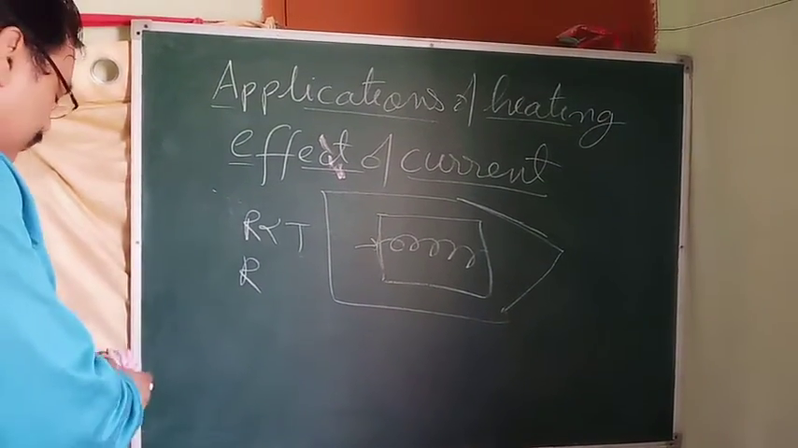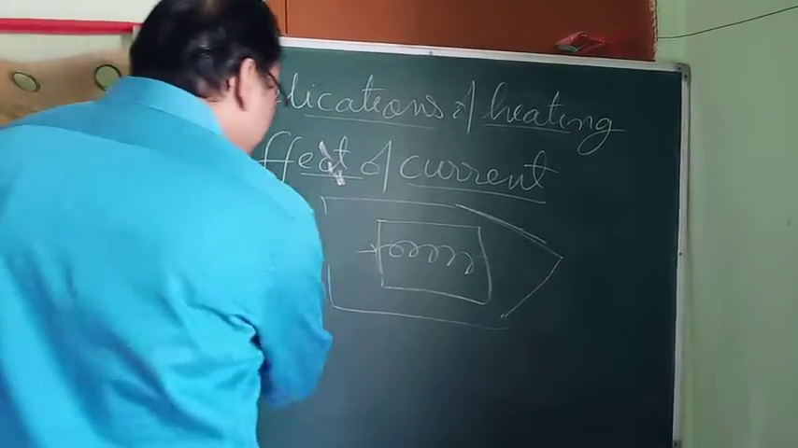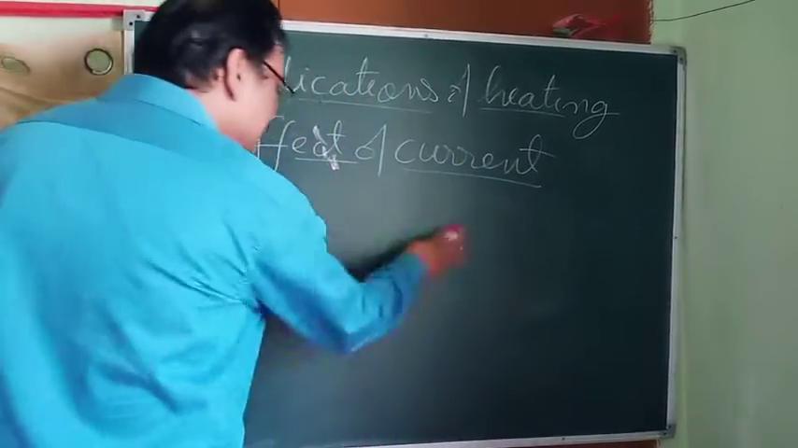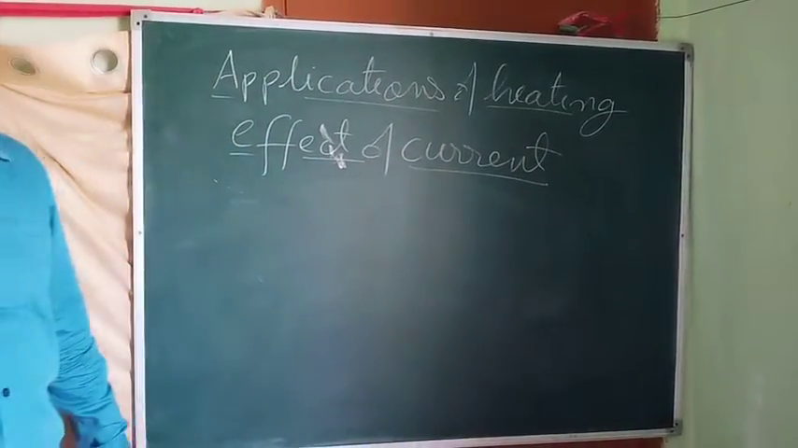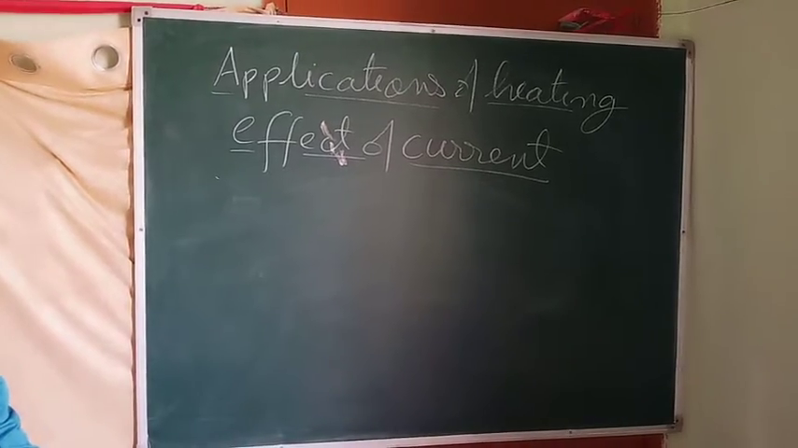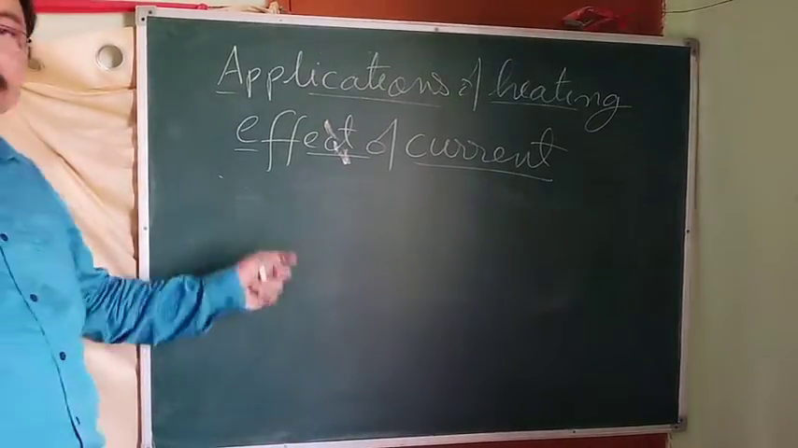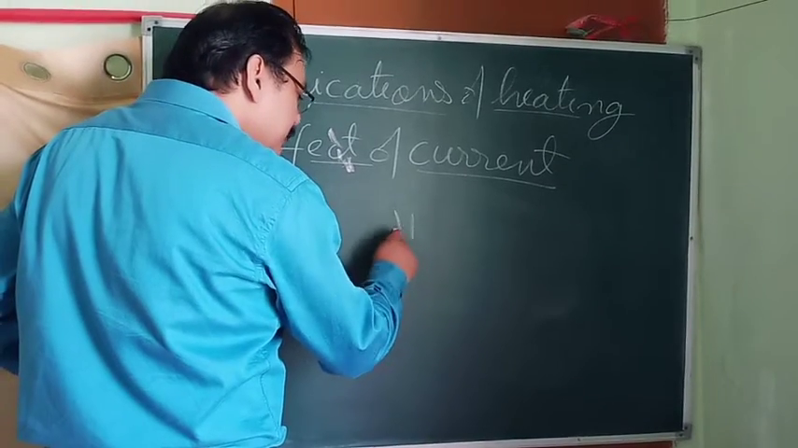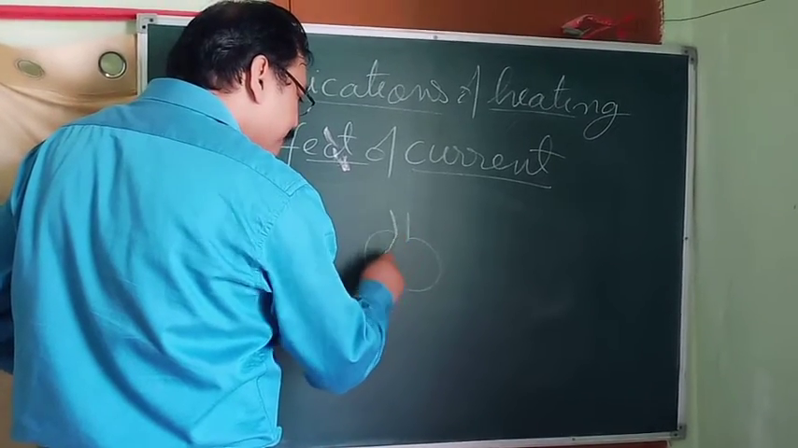Now the next application is the bulb. The alloys which are used are called tungsten, manganese, tungsten. These are the alloys. Now we use the electric bulb. You might have seen in the bulb, what you will find.